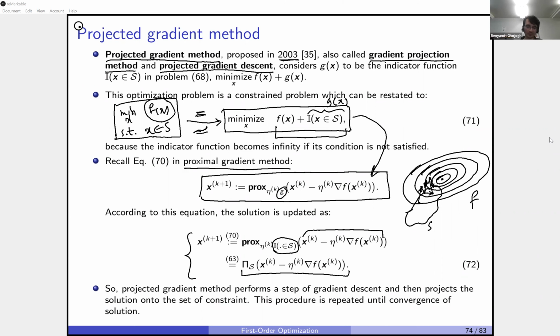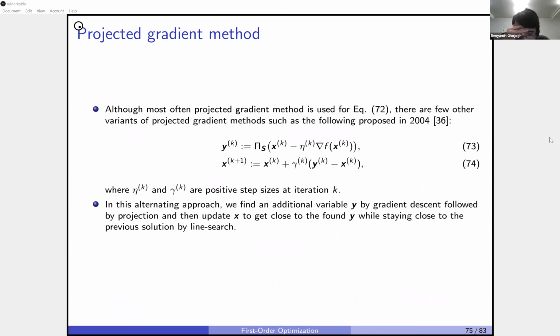Okay, this is the projected gradient method. We have other variants of the projected gradient method, like this one proposed in 2004. We can have an additional variable y, which says that after a step of gradient descent, project it onto the feasibility set, but don't put it into x_{k+1}; put it into y_k. Let x_{k+1} be the summation of x_k and some gamma, which is a parameter, times y_k minus x_k.